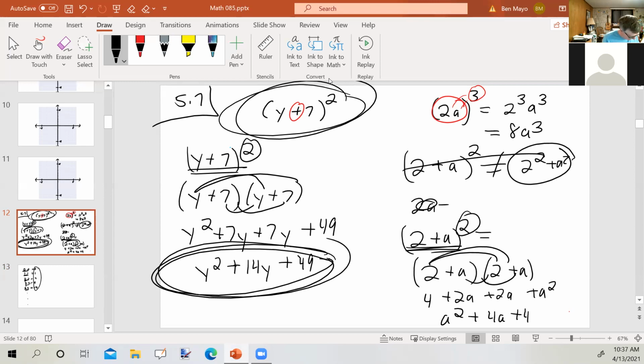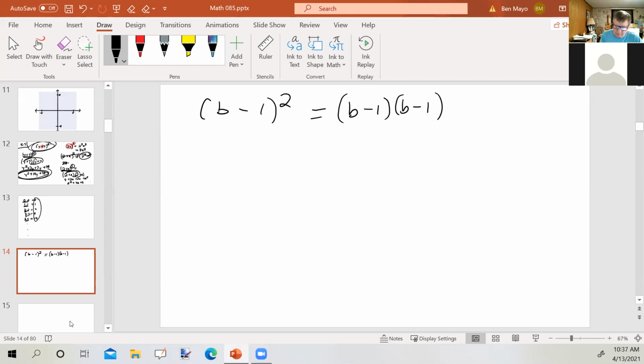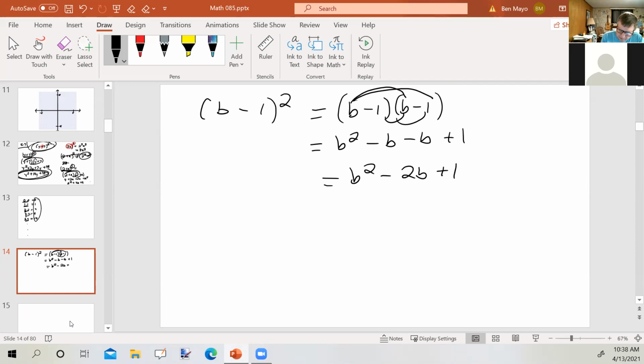All right, let's take a look at some more examples of that. We have b minus 1, the quantity squared. So this becomes b minus 1 times b minus 1. Foiling it together, we get b squared minus 1b minus 1b plus 1, minus 1 times minus 1. Combining like terms, b squared minus 2b plus 1 is our final result, final product. Any questions there?